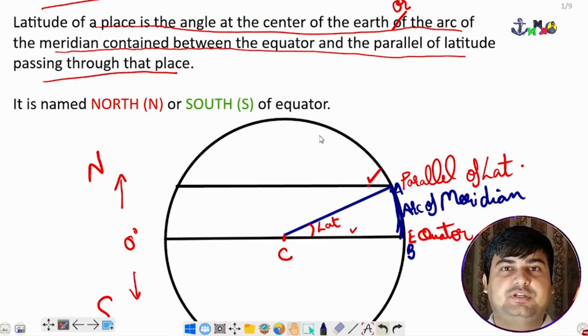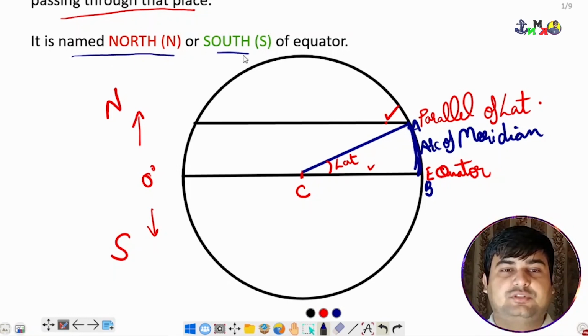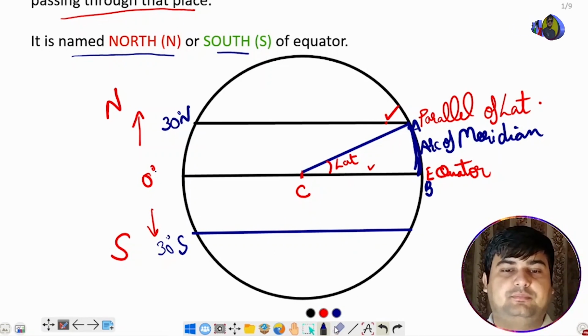But to fix the position, we need latitude as well as longitude. Latitude is always named north or south. This I have told you earlier, that everything above equator is north and everything below equator is south. So suppose this is 30 degrees north latitude, and again, if we draw a latitude here, it will be 30 degrees south latitude. So this we need to keep in mind.